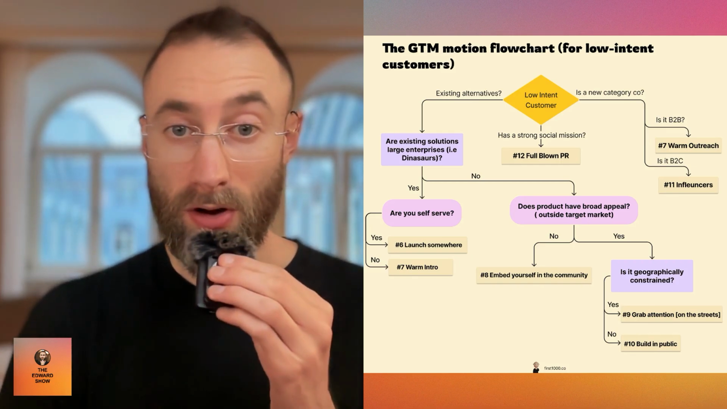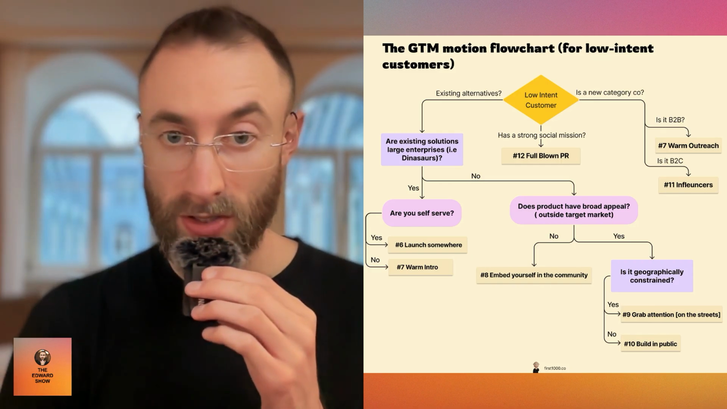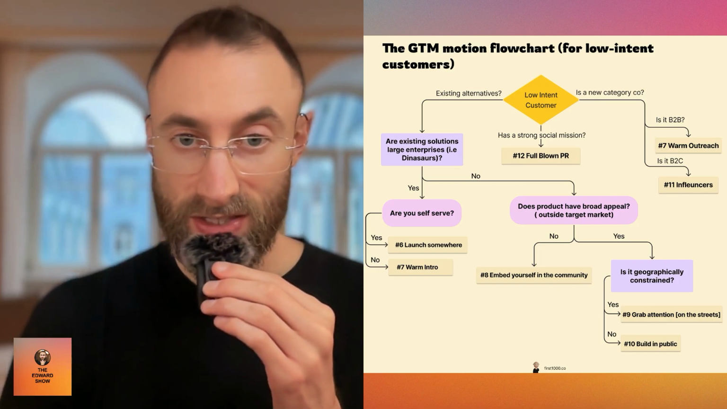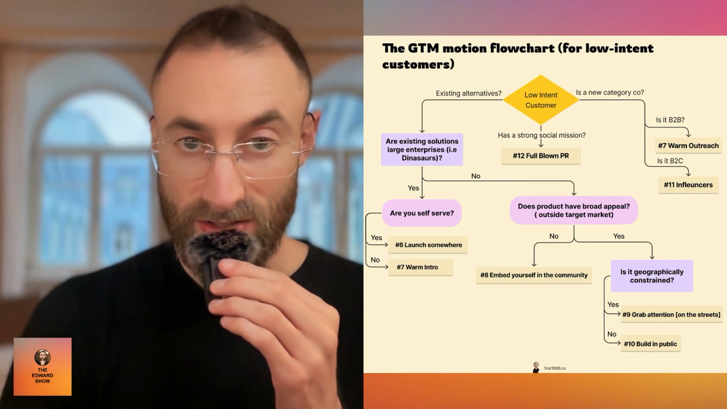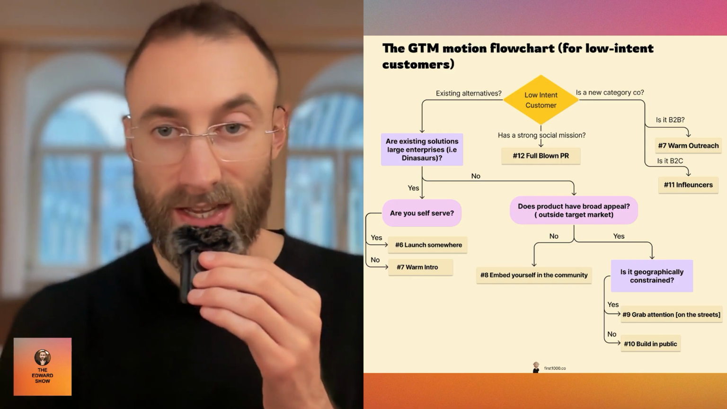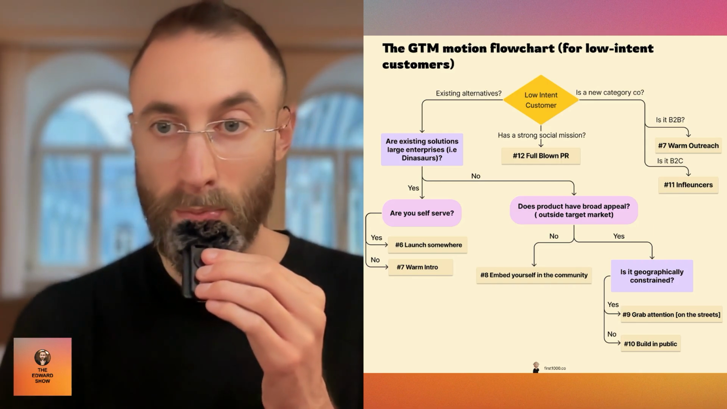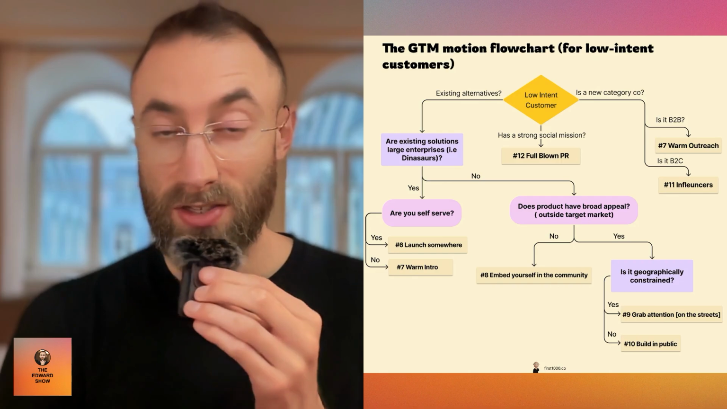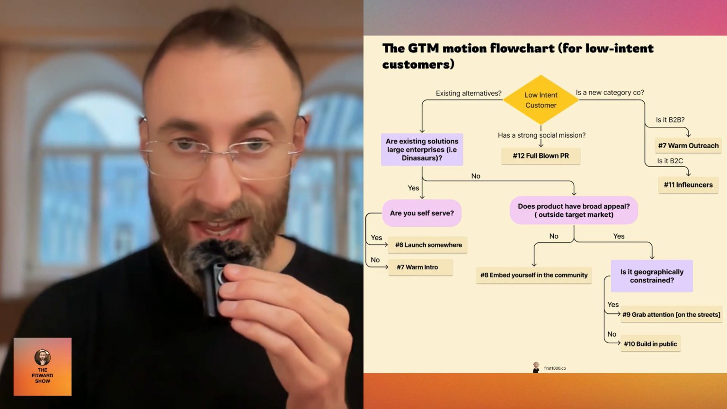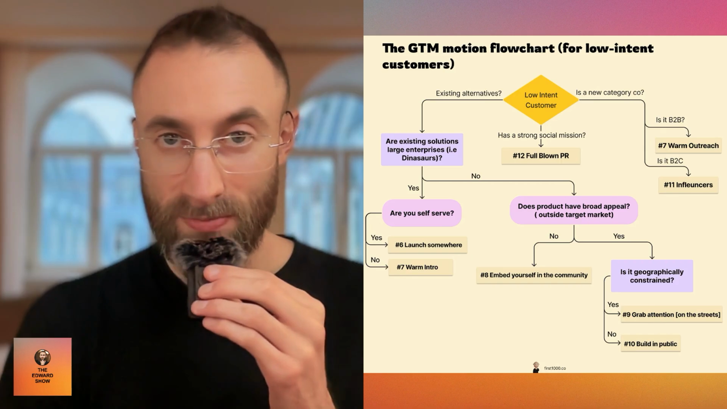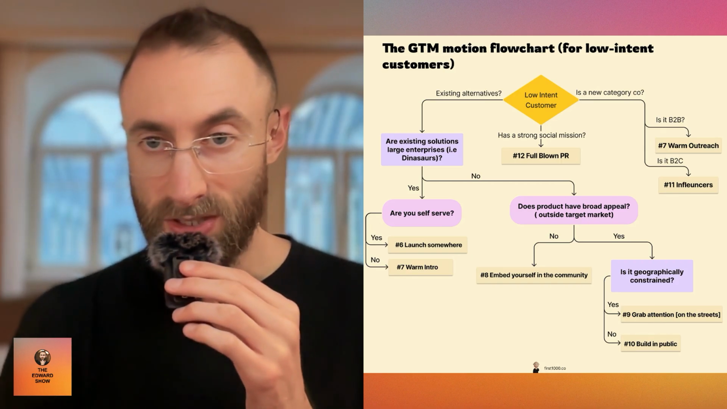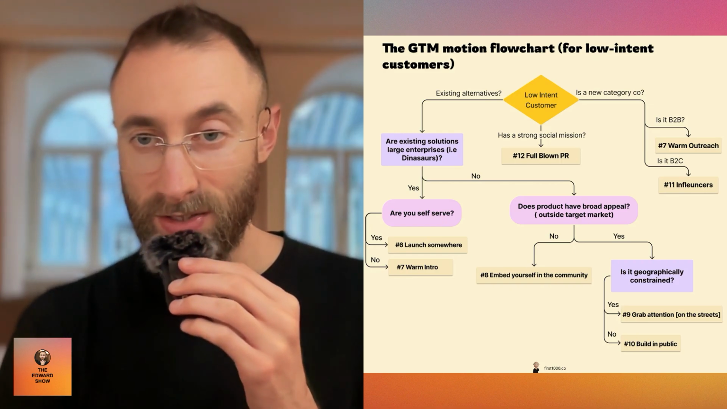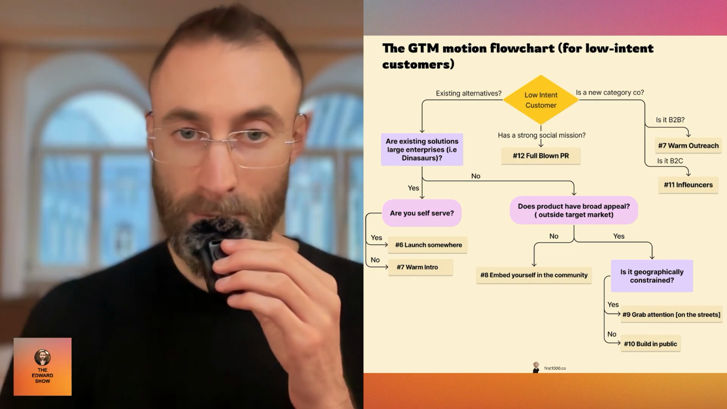Now, let's say that there are no existing alternatives in the market. So now we have low-intent customers. They don't know that they need this yet, and there's no existing competitors. Then we have to ask, does your product have broad appeal, like outside your primary target market? If the answer to that is no broad appeal, then it's a niche appeal, then number 8, embed yourself in the community. Deeply integrate into niche communities where potential customers exist. Participate and engage authentically to build trust and credibility. And there are going to be examples for all of these.